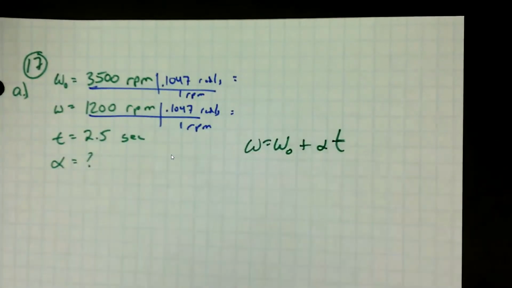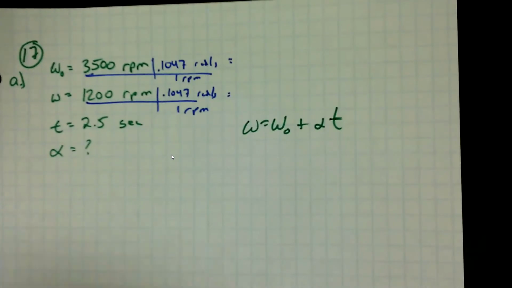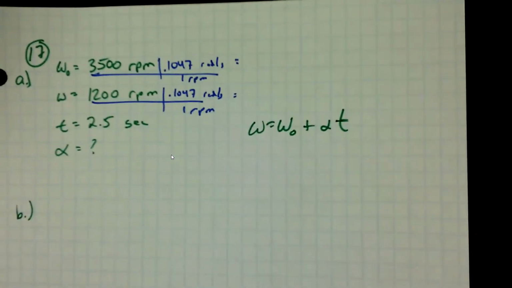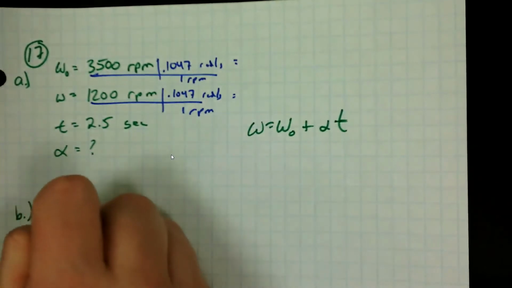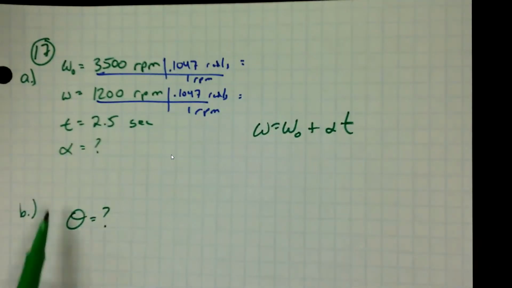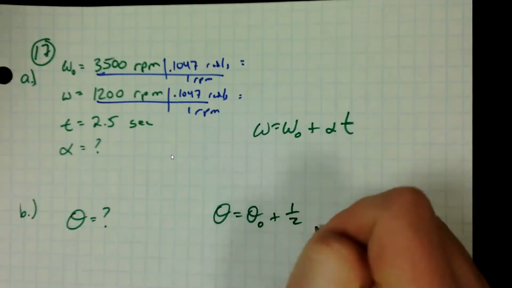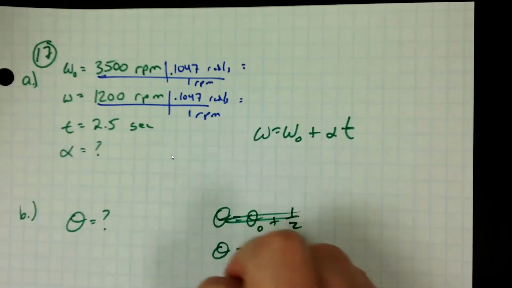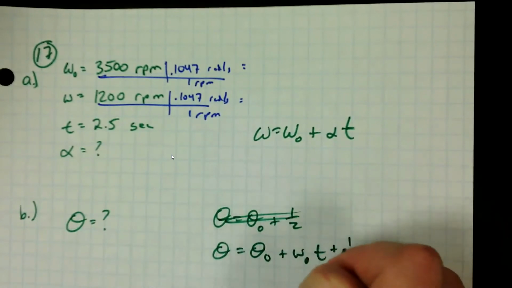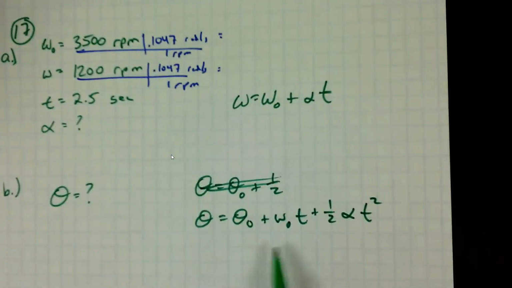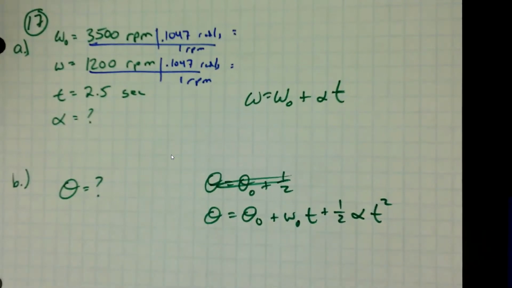You should know everything in there except alpha. And then in part B, it's asking the total number of revolutions the engine makes during this time. Now, if I'm looking for revolutions, what symbol do I want to find first? Theta, right? So you'd find an equation. Probably Old Faithful makes the most sense. Theta equals theta naught plus omega naught t plus 1/2 alpha t squared. You could get theta, which is going to give you radians. And then you know there are 2 pi radians in a revolution.